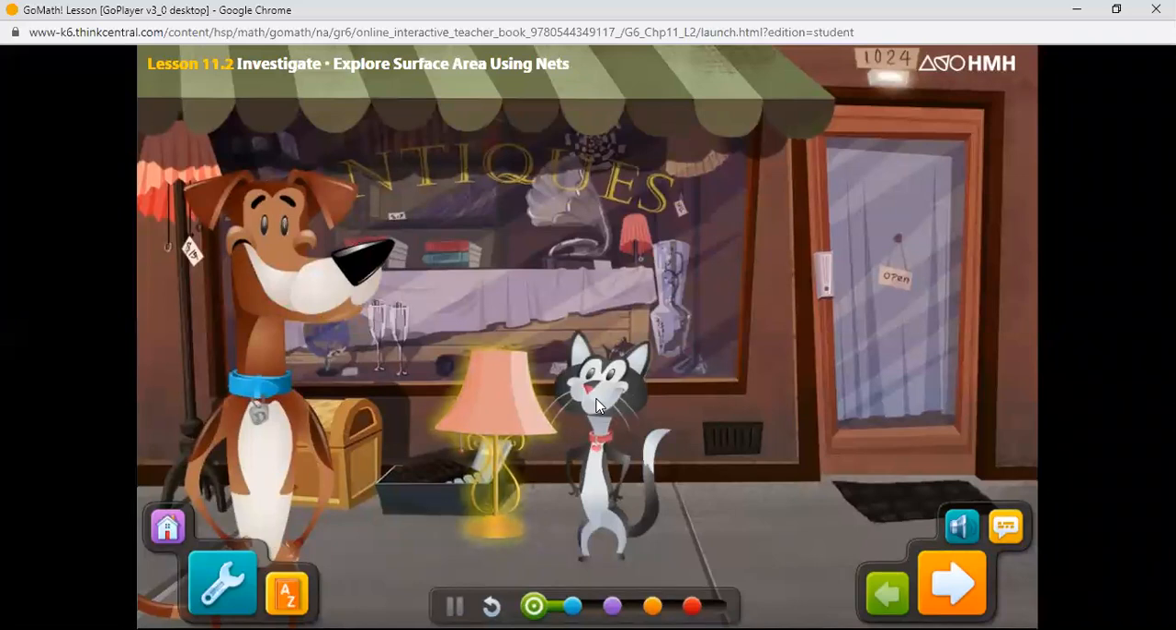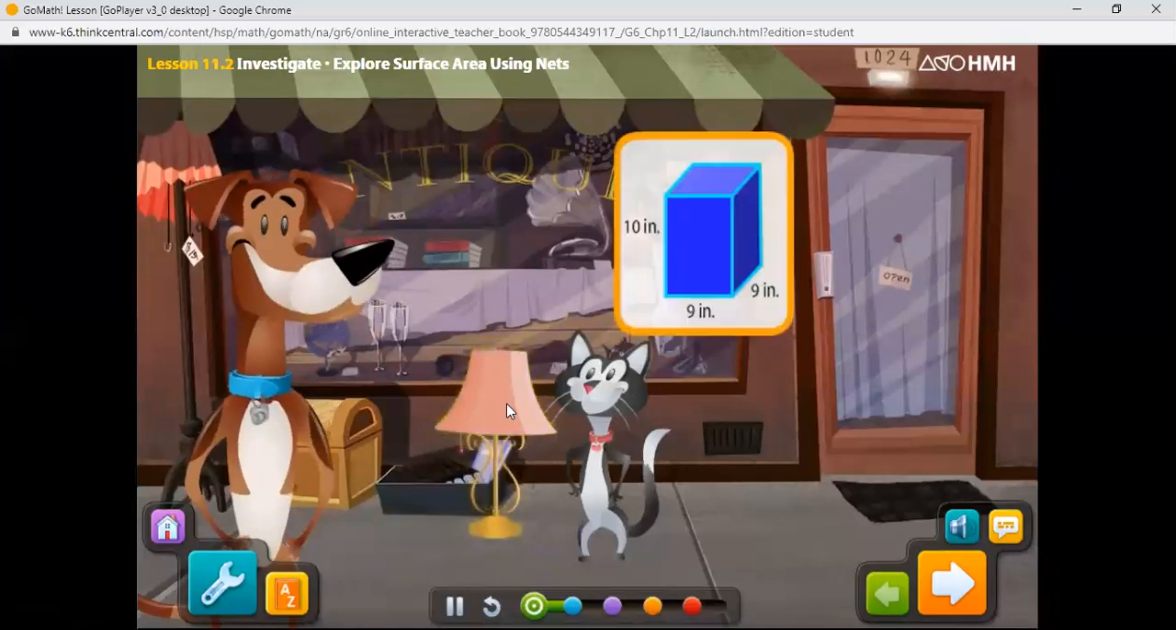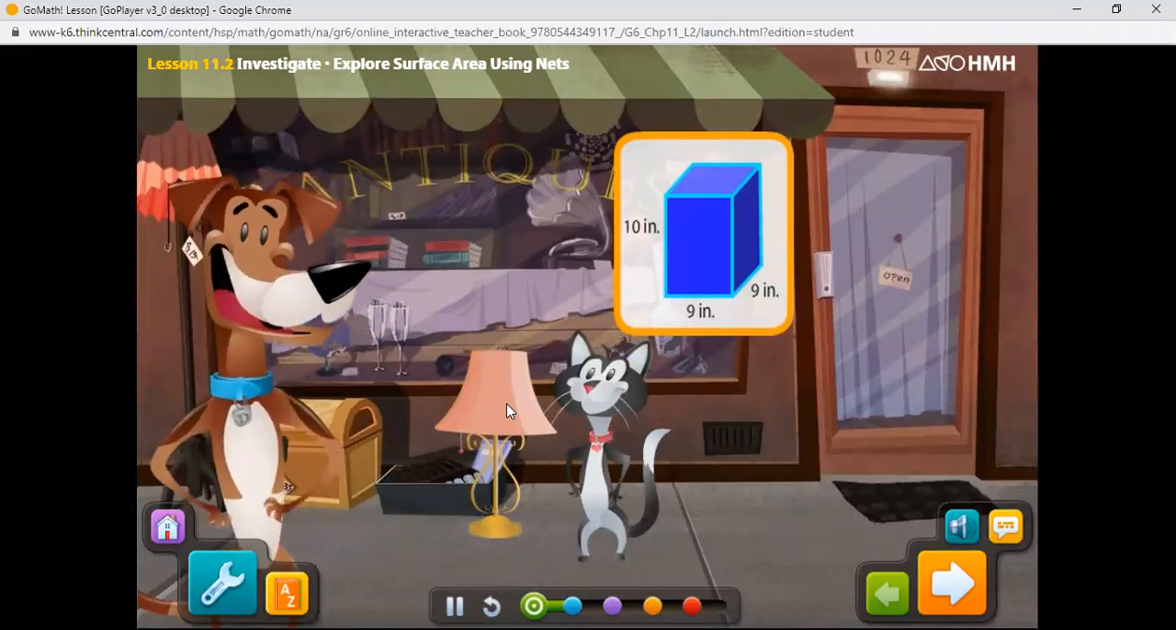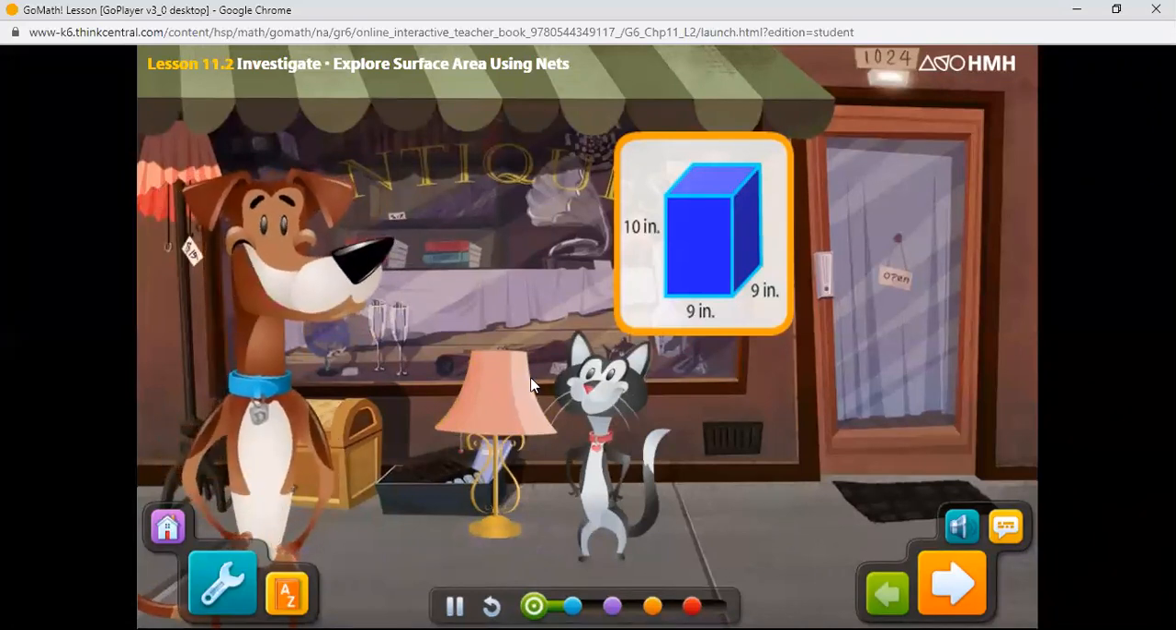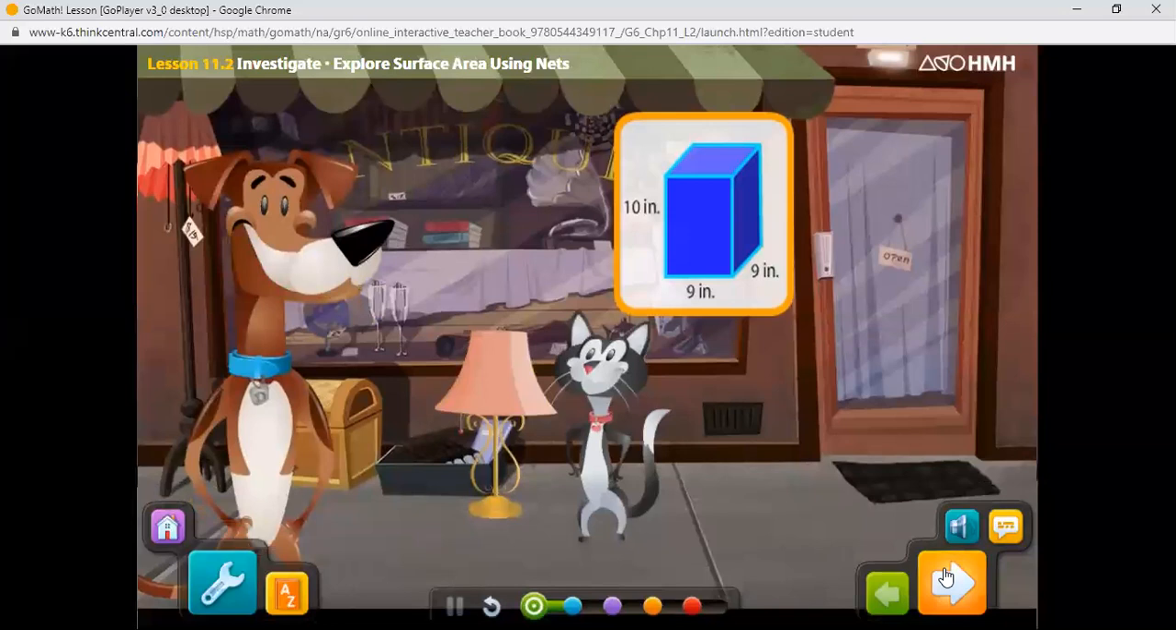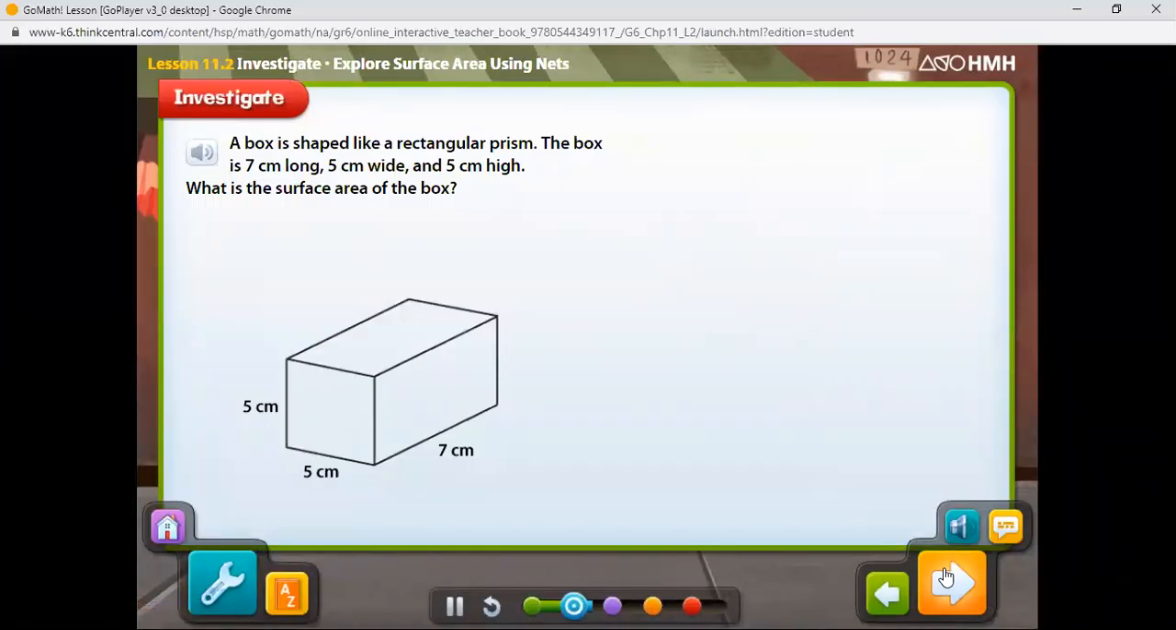Angela has some wrapping paper at home, but she's not sure if she has enough. I wonder how she can figure out how much wrapping paper she needs. Maybe we can use the surface area of the box to find out. I've heard you can use nets to find the surface area of prisms like this. Let's see how it works. Let's find the surface area of a rectangular prism.